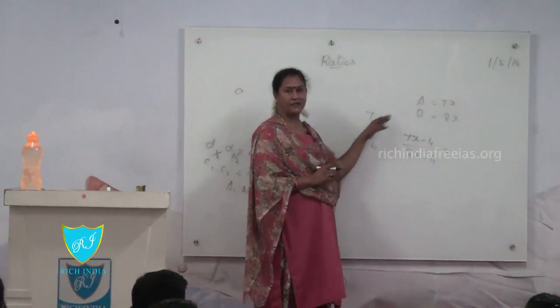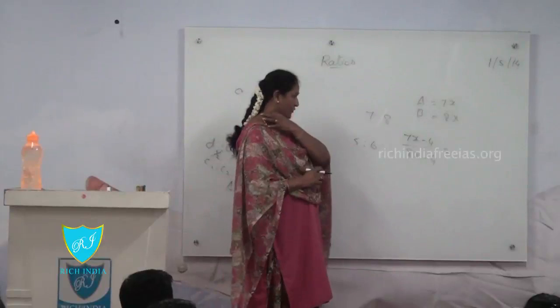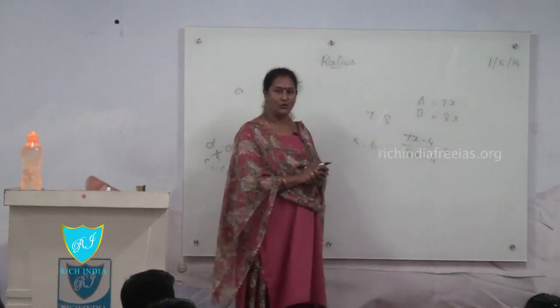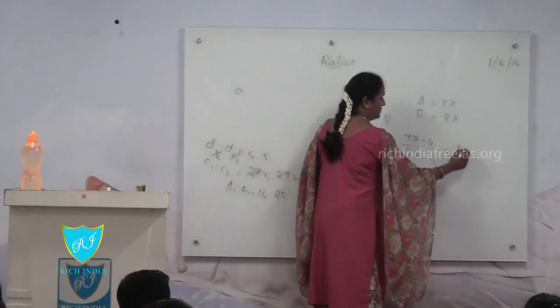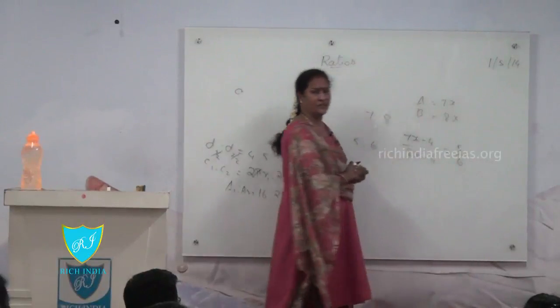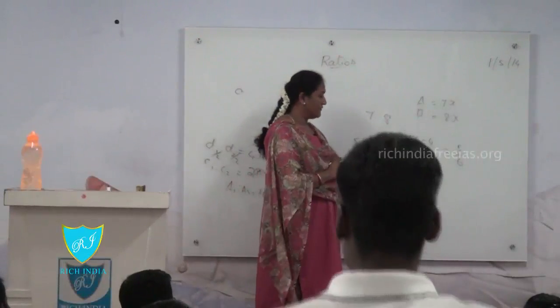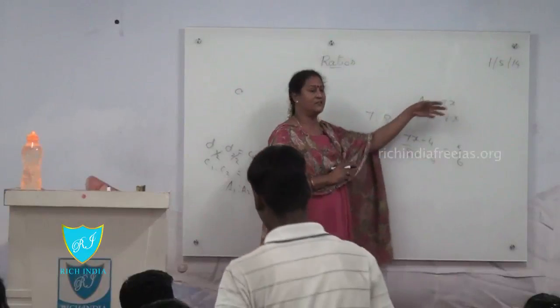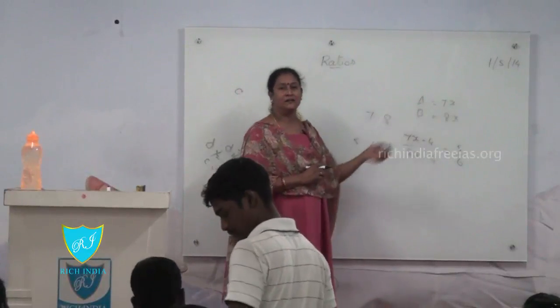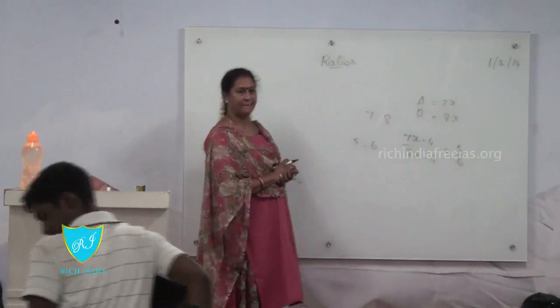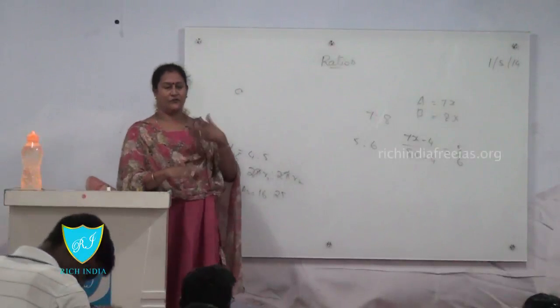So 7:8 is the present ratio. Before 4 years, you subtract 4 from both the persons. The ratio which we get is 5/6. So when you get this value of x, you multiply it with 7 or 8 and you get the person's age. So you are following?